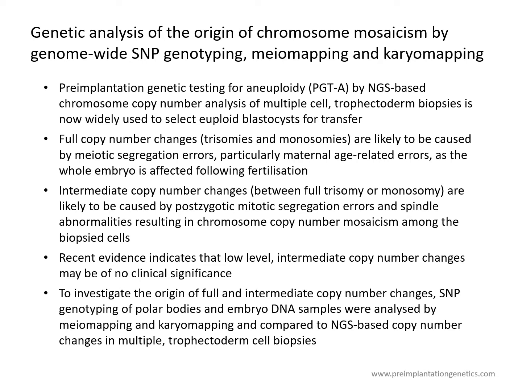So to investigate the origin of full and intermediate copy number changes, we use SNP genotyping of polar bodies, and embryo DNA samples were analyzed by meiomapping and karyomapping and compared to the profiles that result from NGS-based copy number analysis in the multiple trophectoderm cell biopsies.